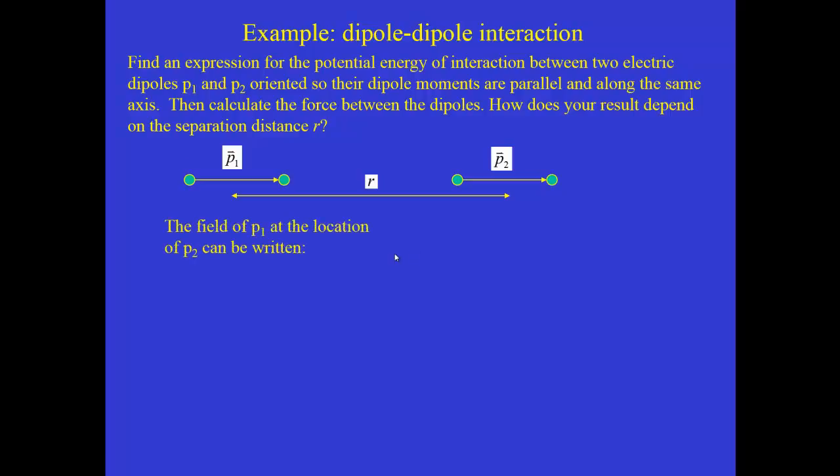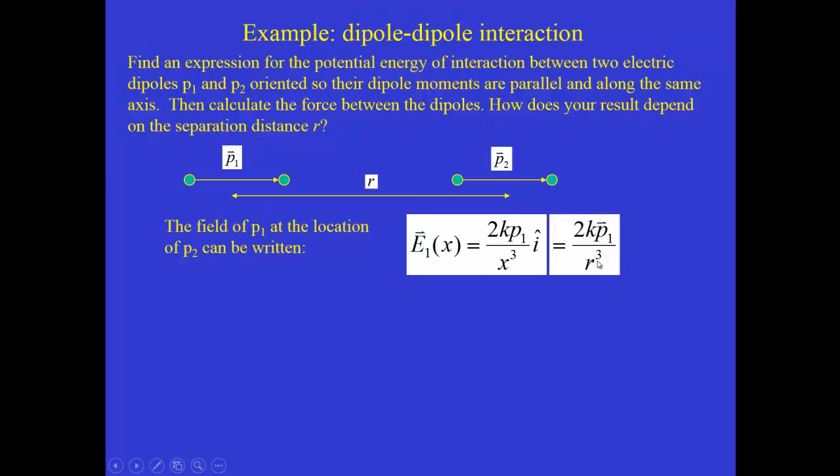So the field of P1 at the location of P2, a distance r away, can be written using the result that we already derived. So the electric field of dipole 1 at this position, a distance r away, is 2k P1 over x cubed, because that was the result that we obtained in the previous slides. But now we're going to make a simple substitution and write that as 2k P1 over r cubed.